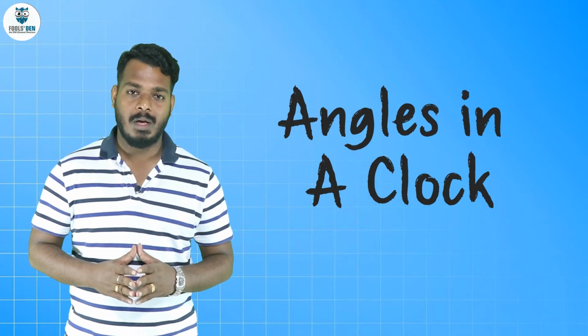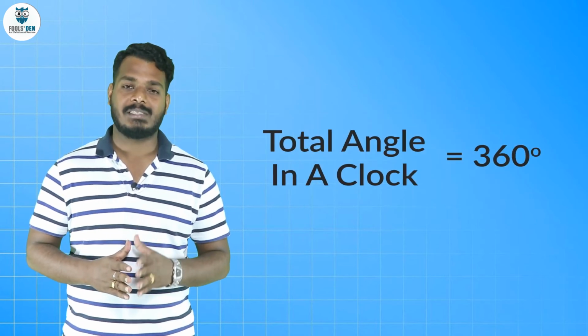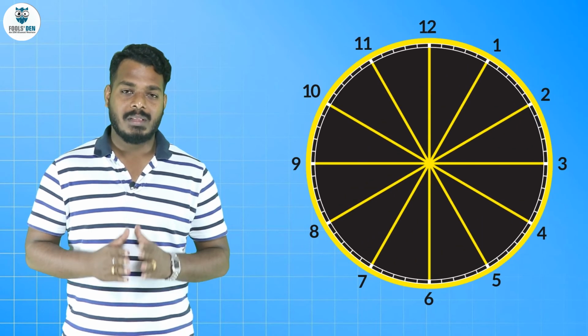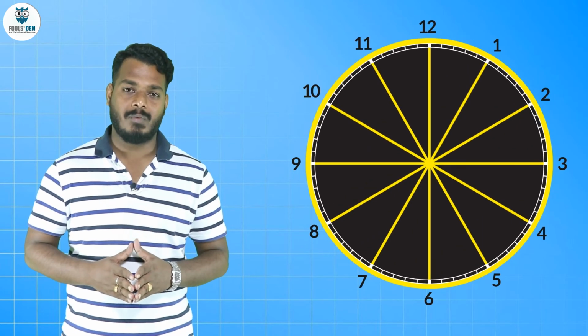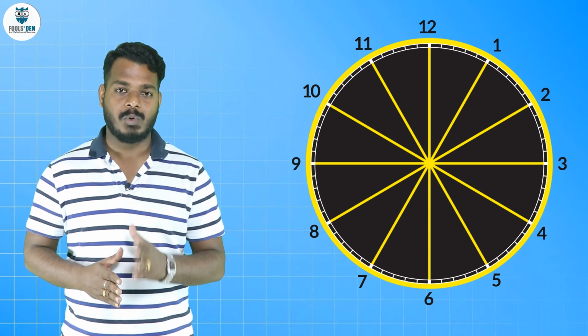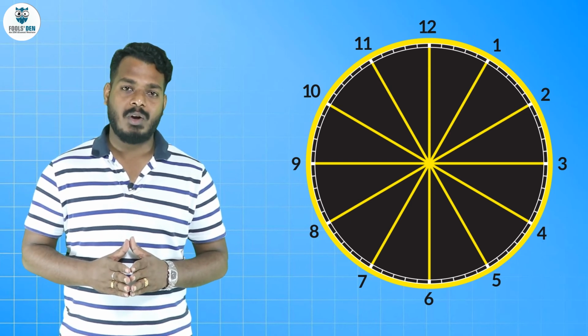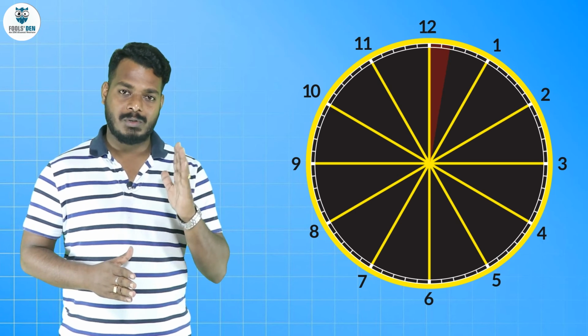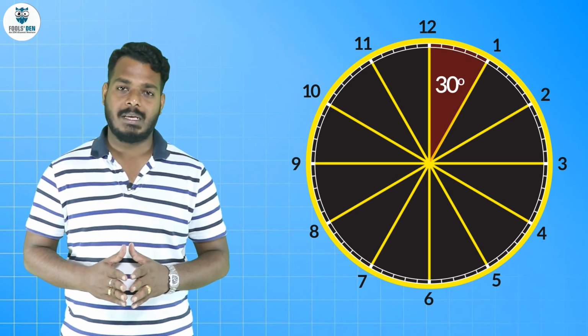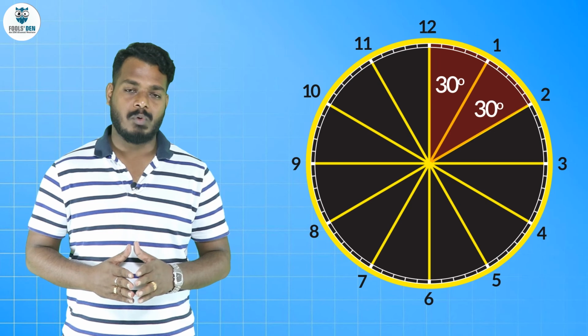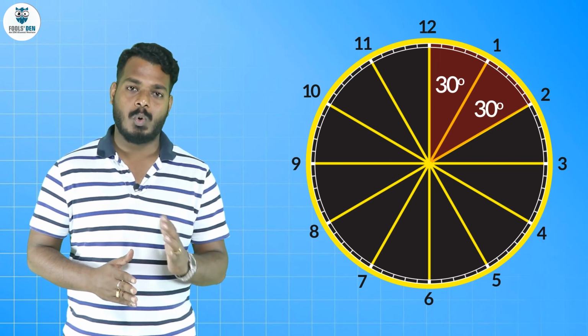Concept number 2, let's talk about angles in a clock. Now all of us know that the total angle in a clock is 360 degrees and a clock is divided into 12 sectors, something like this. So the angle covered by each sector would be 360 divided by 12, that is 30 degrees. So we can say that when the hand of a clock moves from 12 to 1, it covers 30 degrees. From 1 to 2, it would cover another 30 degrees and so on.